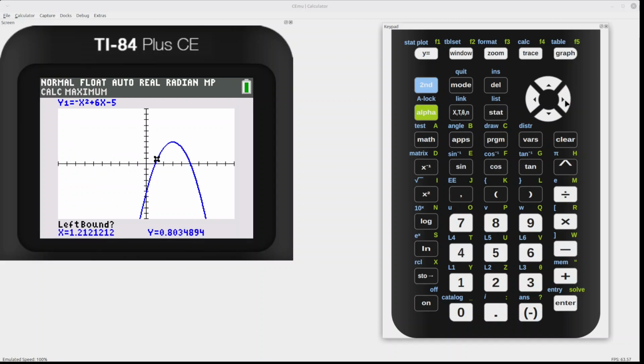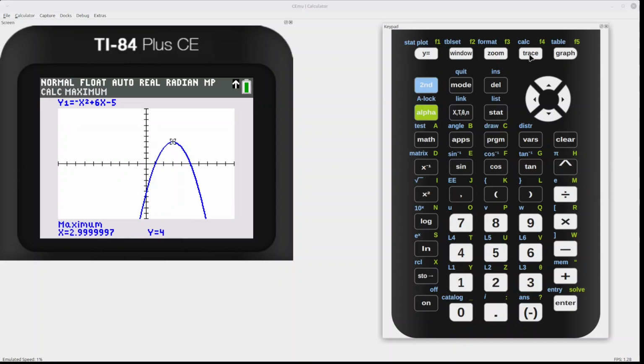Okay, we'll try it without zooming in. So I'm going to mark my left boundary. I'll mark my right boundary and press enter. And it says it's 2.99 whatever, which is 3 for my x, and my y is 4. So it's the same process as before.